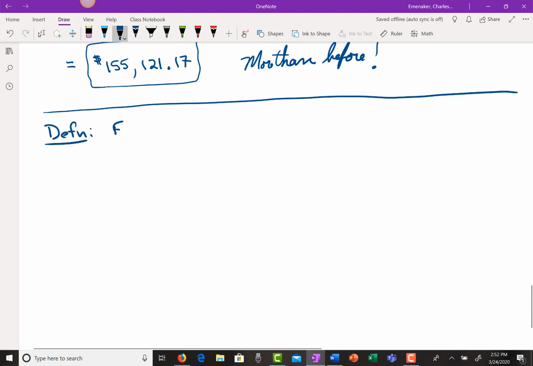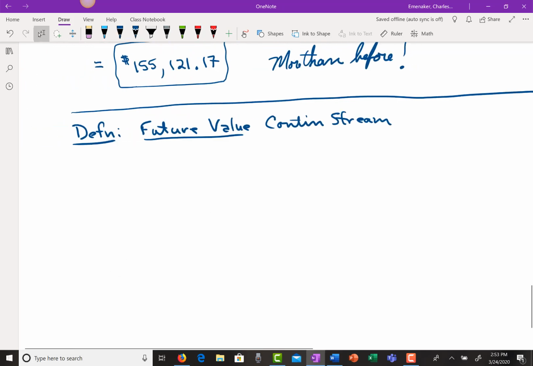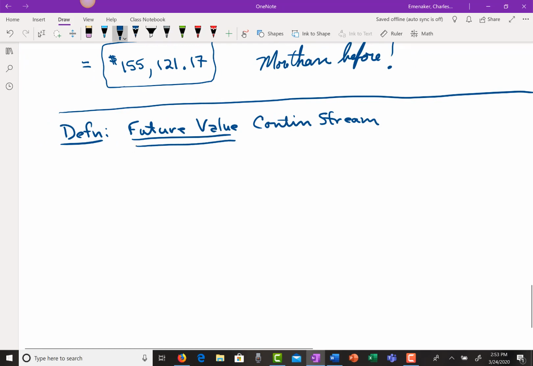This is going to be a future value continuous stream. What we're going to do here is pull together everything we've done. Okay, notice this is future value. Now it's real easy to tell if you want future value or present value. I've had people in past years ask, well, how do I know if it's a future value or present value? If the problem asks you, what is it worth now? Guess what that is? Is now in the present or is now in the future?